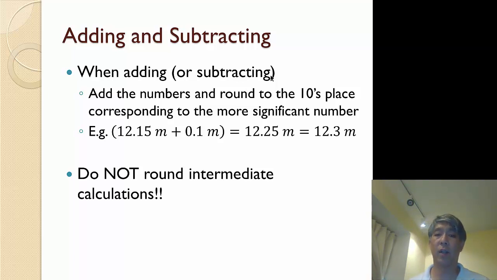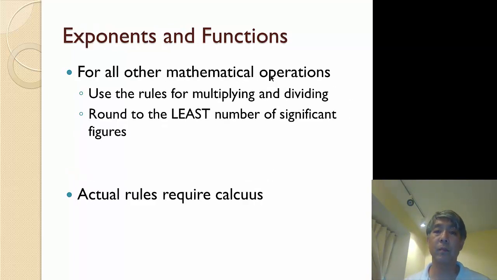Again, don't round any intermediate calculations. If it's a mathematical function, like I'm doing a sine or a cosine or a log or a square root or something like that, okay, don't worry about that. Use the rules for multiplying and dividing. However many digits there are in the number, round that to the least number of significant figures. It gets a little more complicated. We'll use slightly more complicated rules next year. It's the same rules that we would do if we're doing IB Chem or IB Physics.